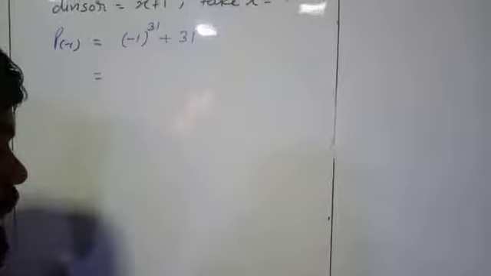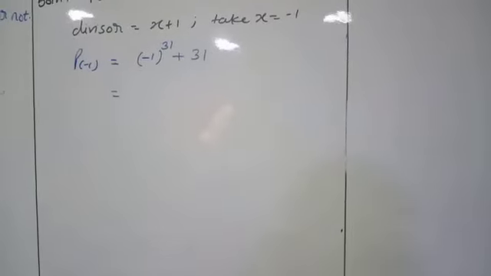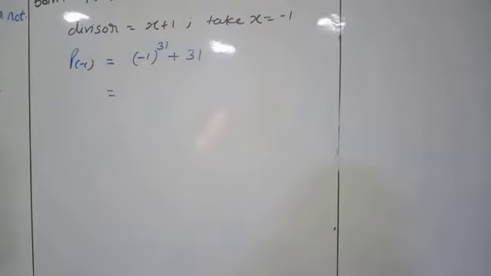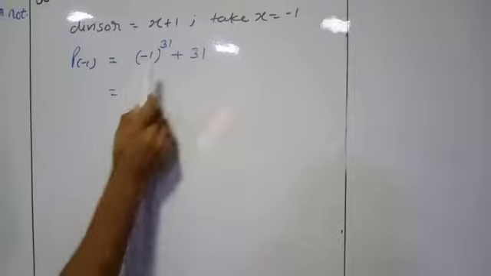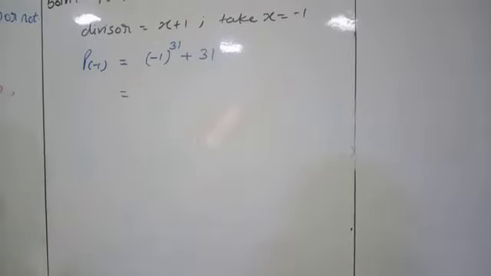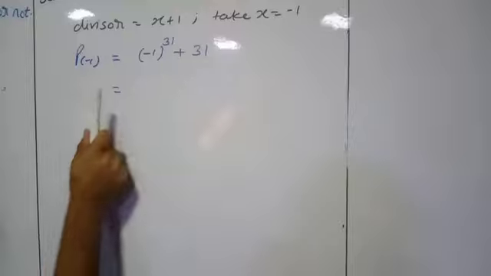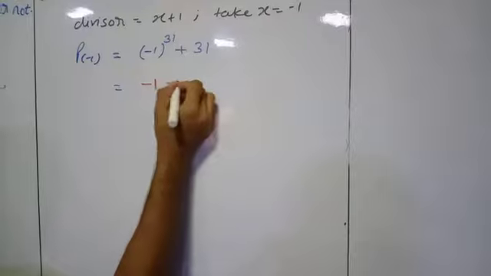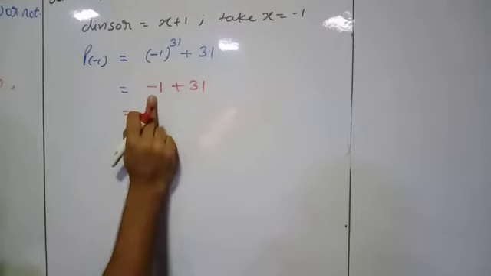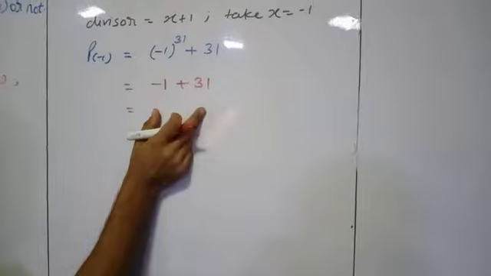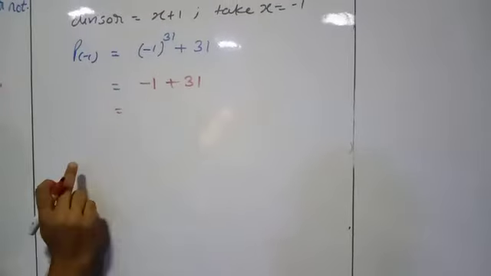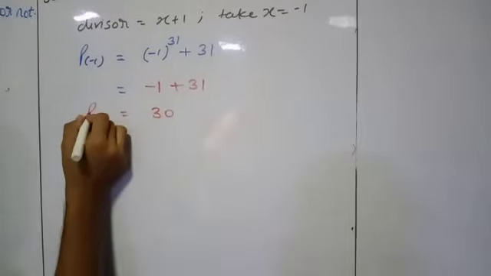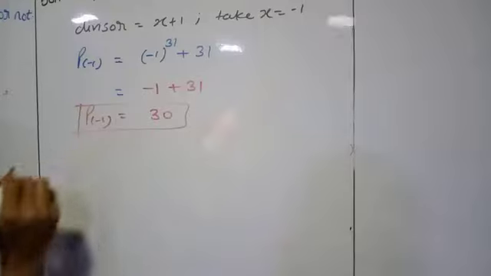So here we have the index 31. It is not possible for us to multiply 31 times and get the answer, so we have to remember that if the index is an odd number, the answer should be negative. So here we get minus 1 plus 31. When we have positive and negative numbers, we have to do the subtraction: 31 minus 1 is 30, with the sign of the bigger number, that is plus. So p(-1) is equal to 30. We got that value.